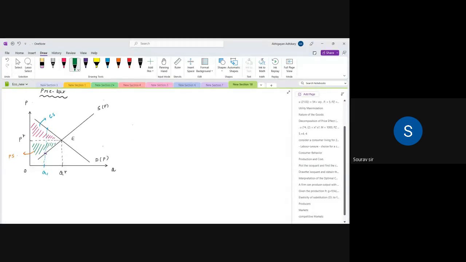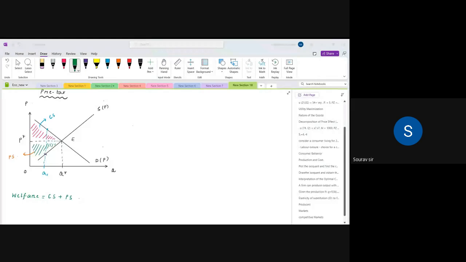And the welfare of the society is basically consumer surplus plus producer surplus, right? These two areas taken together is what we call the welfare. Correct? Is this fine with all of you? All of you understanding this? Any questions?